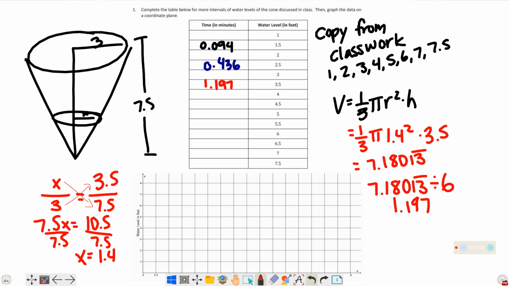Now follow the same process to complete 4.5, 5.5, and 6.5. All you're going to need to do is replace the height in here with the height from the table. And then you'll follow the same steps all the way through using your new radius over here in your formula.